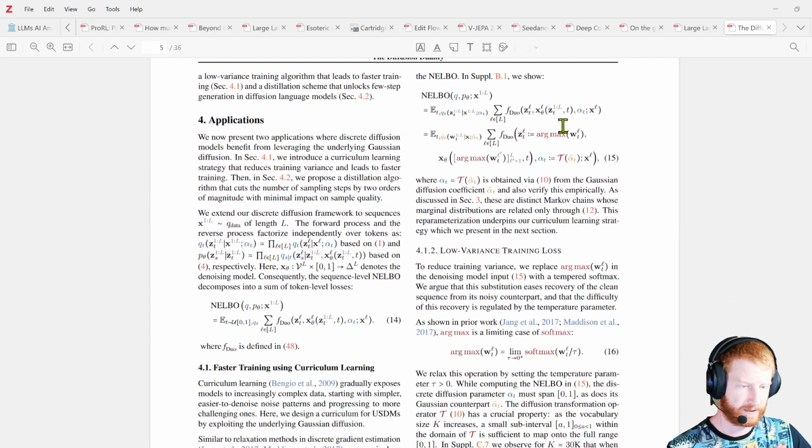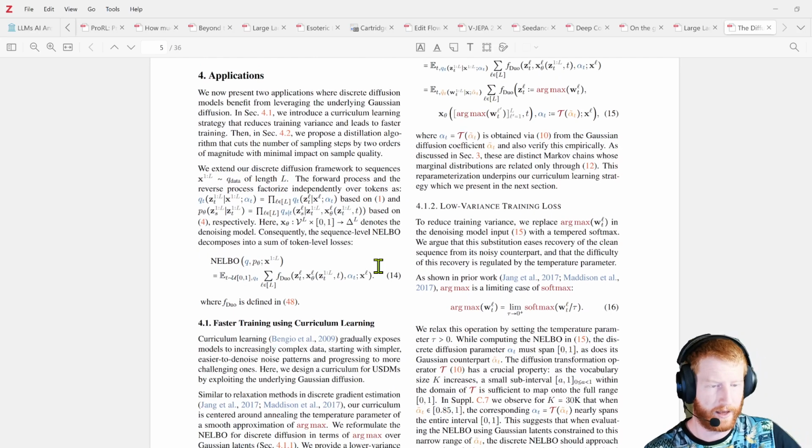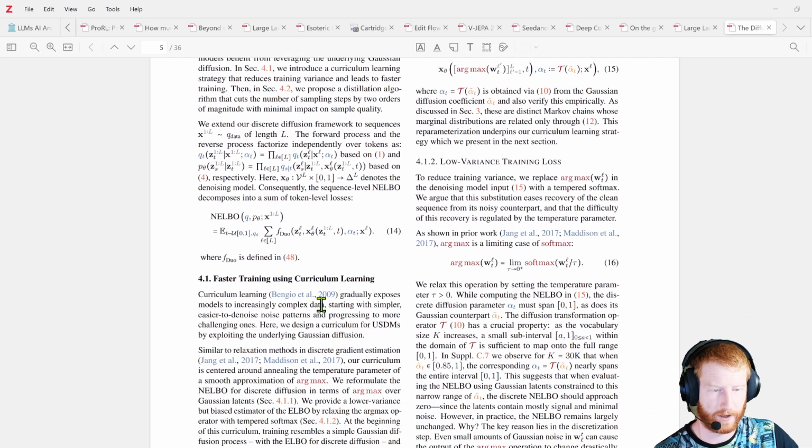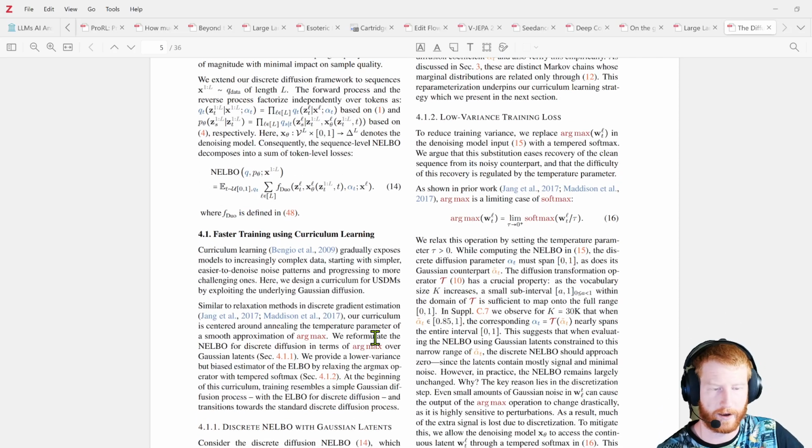Other parts of this: curriculum learning. So, starting with easier-to-denoise noise patterns and moving to more challenging ones. One way that you could do that would be to tweak the mask ratio that you use, right? And so start at maybe only doing lower mask ratios.